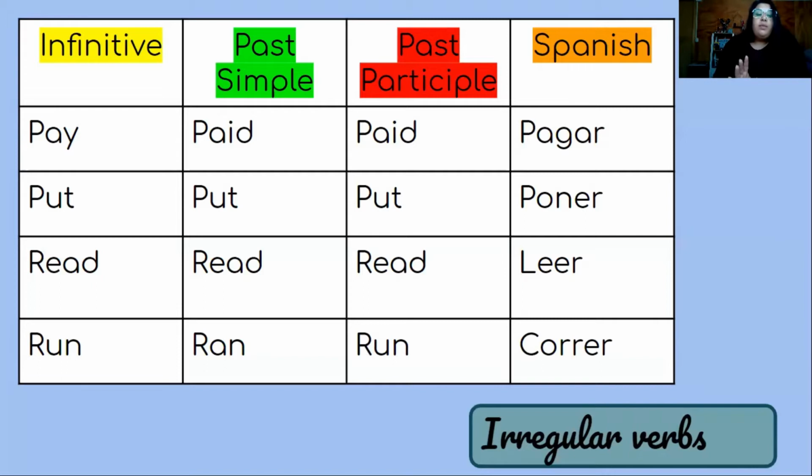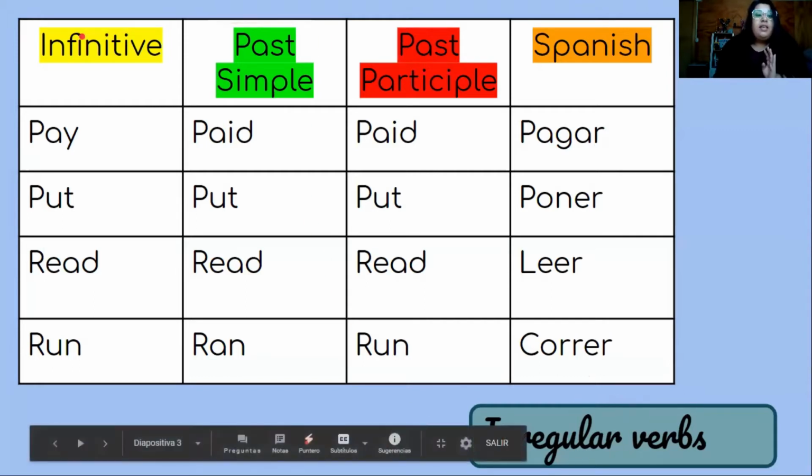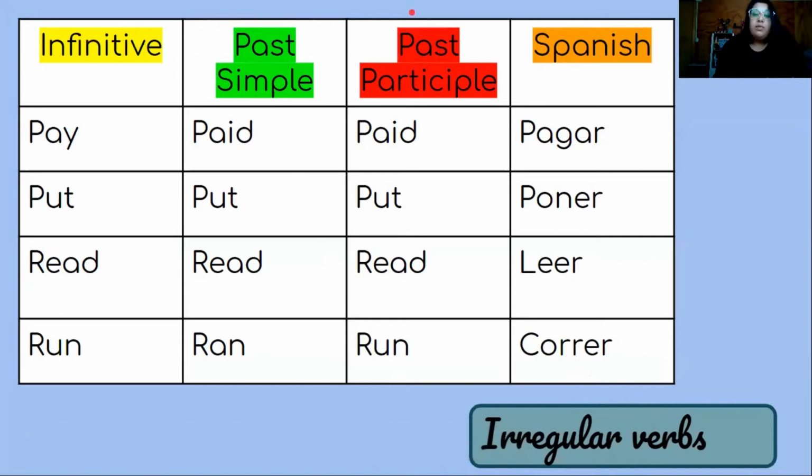Okay, remember that with these verbs, you have to write them on a piece of cardboard and then you're going to learn them. So you have 4 irregular verbs. Remember, the yellow part is the infinitive, then the green part is the past simple, then the red one is the past participle, and the orange is the Spanish. So we have pay, the verb pay, then it will turn into paid. Pay, paid, paid. And it means pagar. Okay, so pay is pagar.